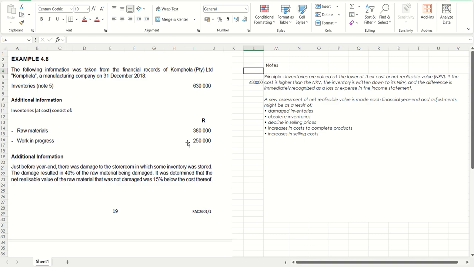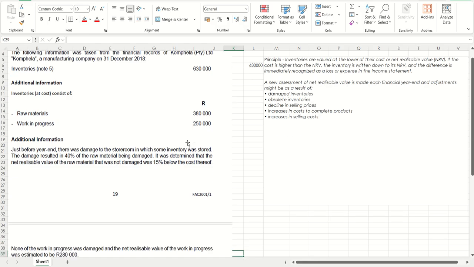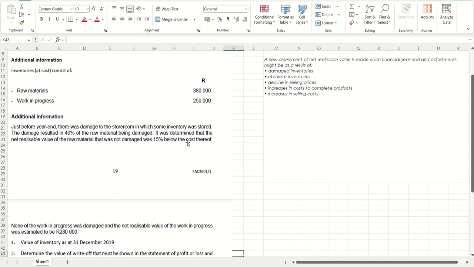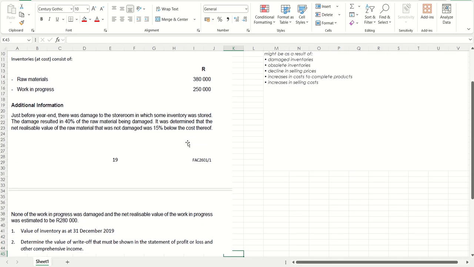So coming back to the information, we see that there is a trigger of damaged inventories, and that damaged inventories affects the raw materials. When looking at the work in progress, they say that the net realizable value of the work in progress was estimated to be 280,000.